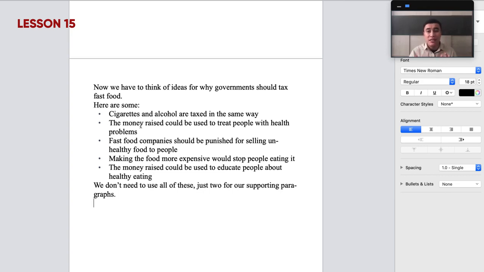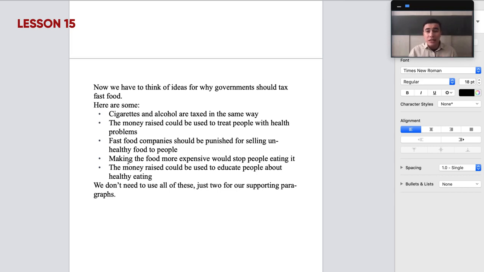Okay, we have 5 different ideas here. And remember, we don't need to use all of them, just 2 for our supporting paragraphs. I do recommend you choose strong points that you can expand further. Here I'm going to choose the first and fourth ideas because I know a little about them and I am confident that I can expand them further. Remember, examiners want you to clearly explain your opinion, not just list your ideas. That's the reason why you should choose ideas that you know about and feel comfortable writing about.